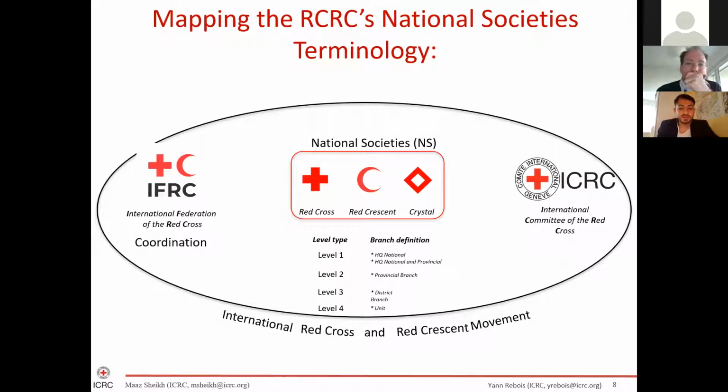A level 2 would be the city of Lyon with a provincial branch, and then a level 3 would be more of a district branch. So, for example, the local Red Cross delegation in Grenoble, a city not too far away from Lyon. And then we could have a level 4, which would correspond to a smaller unit in some more remote area. And so it's always interesting to scale the level and the branch definition in order to be more efficient in terms of response and in terms of coordination.